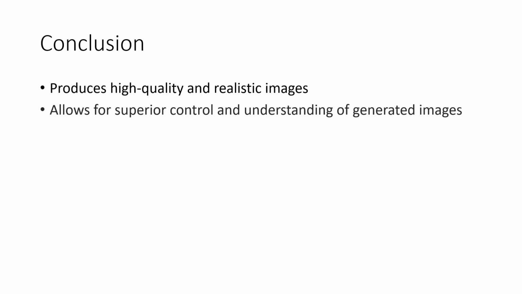StyleGAN is the groundbreaking paper that not only produces high quality and realistic images but also allows superior control and understanding of the generated images, making it even easier than before to generate believable fake images. The techniques presented in StyleGAN, especially the mapping network and the adaptive instance normalization, will likely be the basics of many future innovations in GANs.